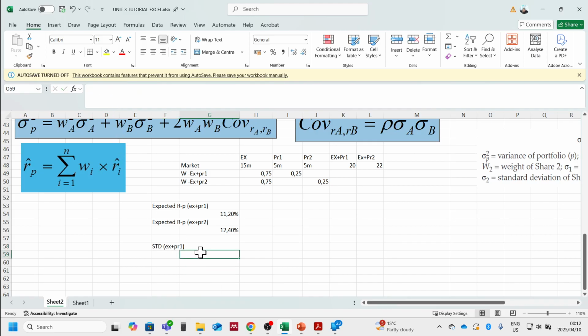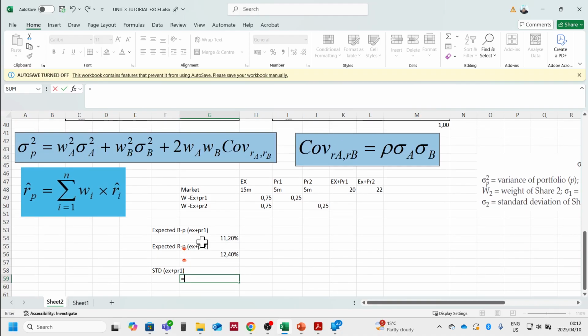So over here, we're then going to say equals to. So this is how we write this one down. We're going to say equals to, open brackets, 0.75 to the power of 2, multiplied by, again, the variance.